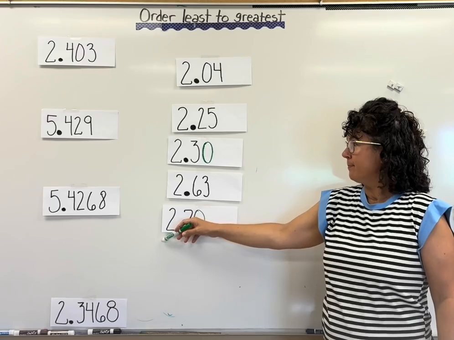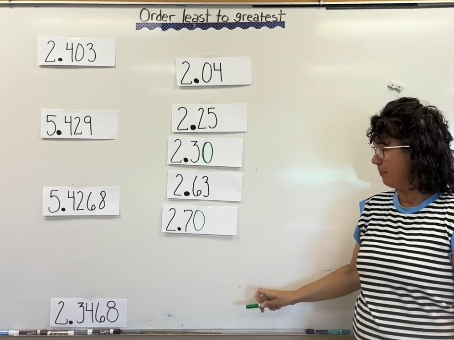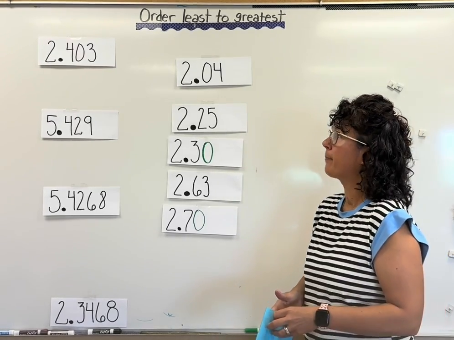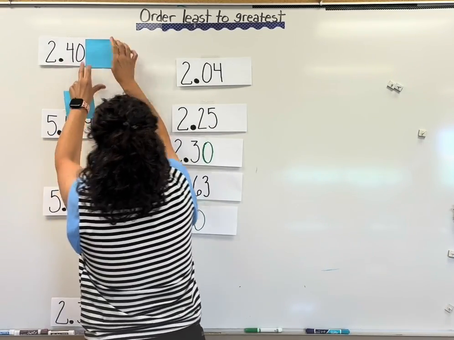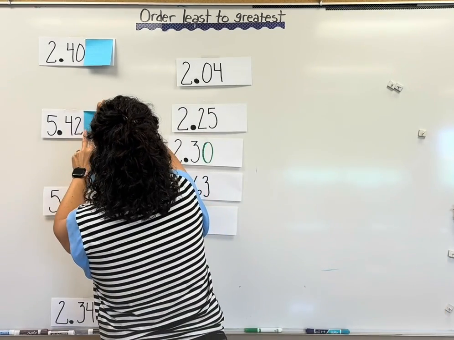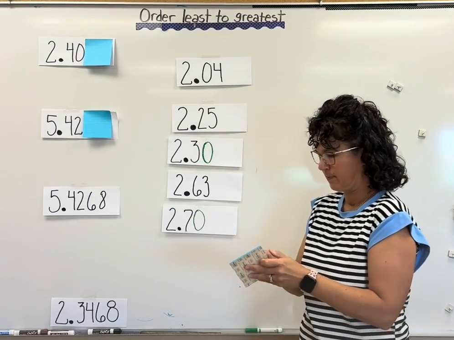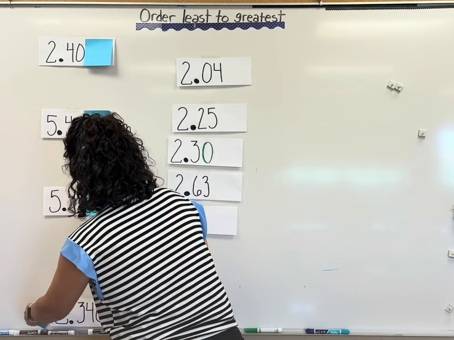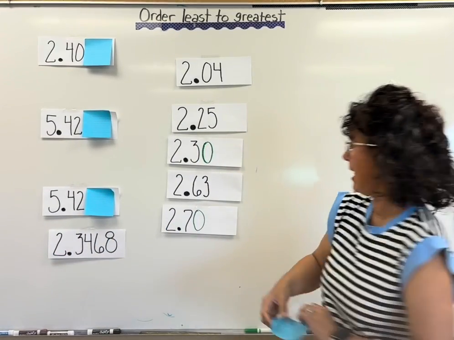Next strategy, after adding a zero to make it look like money, is just cover up some numbers. So I'm going to cover up some numbers to make these other ones look like money. So I'm going to cover up the 3, and now that's $2.40. I'm going to cover up the 9, so now we have $5.42. Covering up both the 6 and 8. And then here, let's cover up the 6 and the 8.